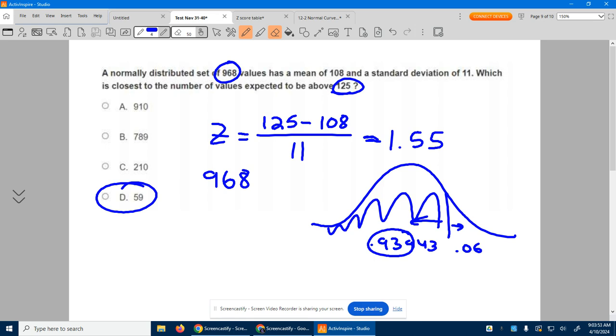We have to change it to a z-score to figure out how many did better than that. And then once we find that percentage, we multiply by how many people were tested to figure out how many people were above that 125.